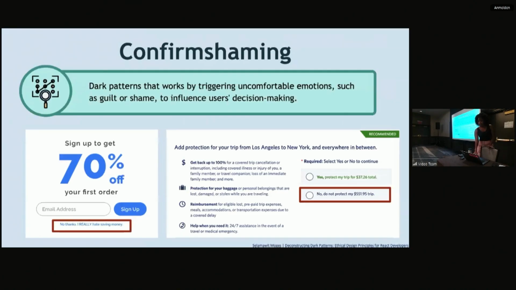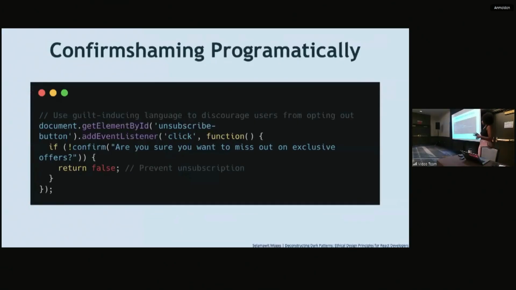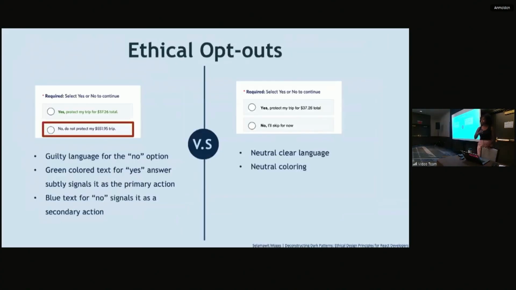Now, how does this show up in code? Well, it's pretty simple. It's actually just the string. It's just the language, right? So it'll be a button and then some sort of language asking you, are you sure you want to do this? Things like that. Now, let's look at the differences. Let's get a little closer into it.